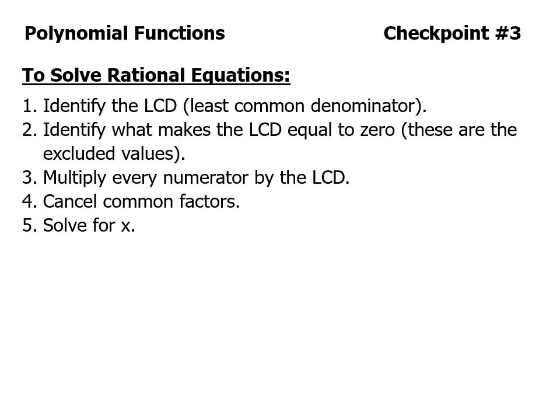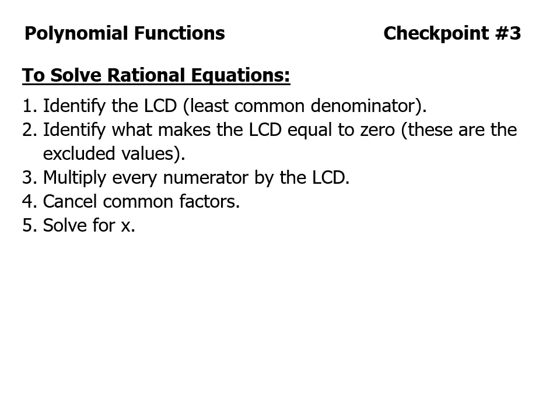To solve rational equations, we identify the LCD, or least common denominator. We identify what makes the LCD equal to 0. These are going to be excluded values. That means if one of those numbers pops up as our answer, we have to throw it out because it gives us an undetermined form, because we can't divide by 0. We multiply every numerator by the LCD, we cancel common factors, and then we solve for x.